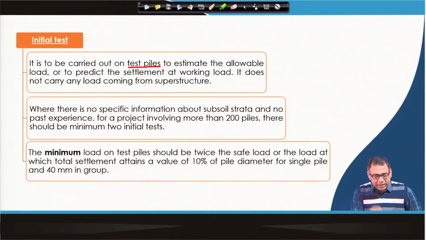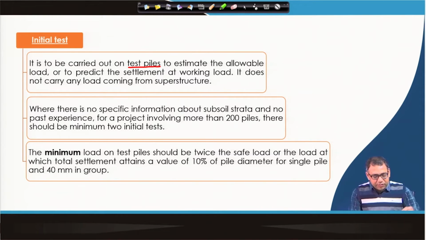It does not carry the load coming from the superstructure. So, that means test piles are used for testing purposes only. These piles will not be used for real load carrying purposes. Okay, so no superstructure load will come on the test pile. These test piles are used for testing purposes, and then there is no further use of these piles.